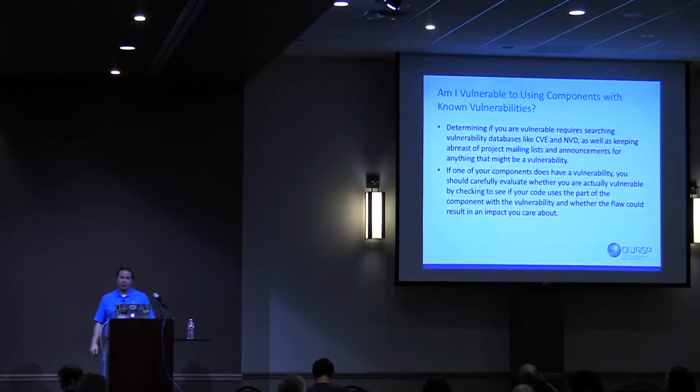So you need to check your code and see if it uses the part of the component with the vulnerability, and whether that fault could result in an impact you care about. A lot of times when somebody says this application is vulnerable to vulnerability X, you look at it and say, well, that vulnerability X is in so-and-so function, and none of my code ever calls that particular function. So am I vulnerable? Not unless somebody rewrites the code to call that function, right? But if I do, then I'm definitely vulnerable.